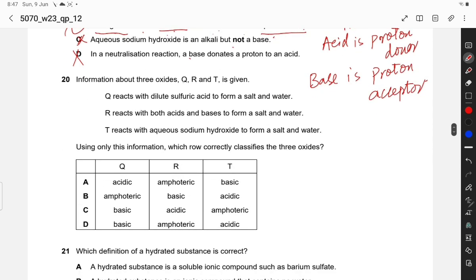Information about 3 oxides Q, R and T is given. Q reacts with dilute sulfuric acid to form a salt and water.